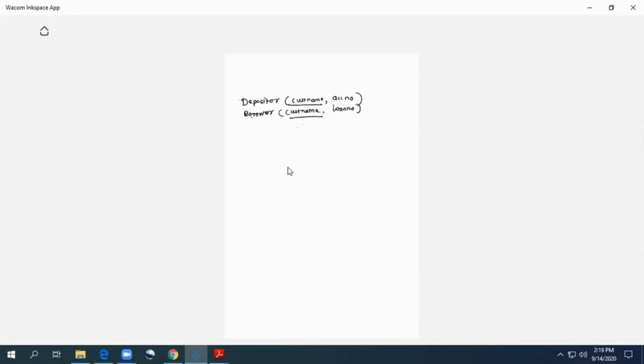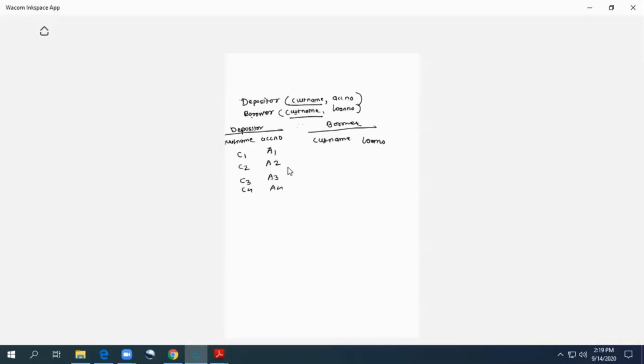So assume there are some records in these two tables. In the depositor table, two fields are there, customer name and account number. Then in the borrower table, also two fields are there, customer name and loan number. So assume the customers are C1, C2, C3 and C4. In the account table, the account numbers are, assume, A1, A2, A3, A4.